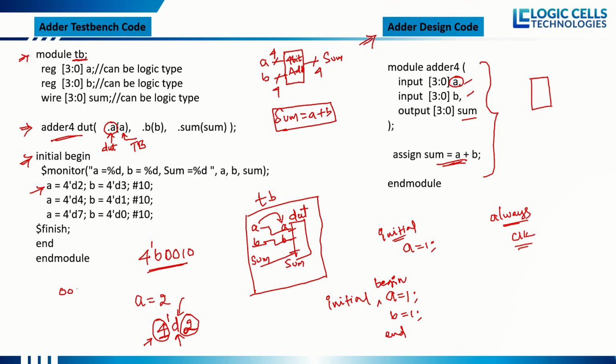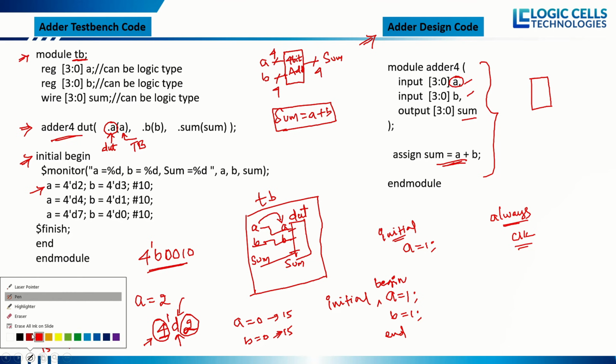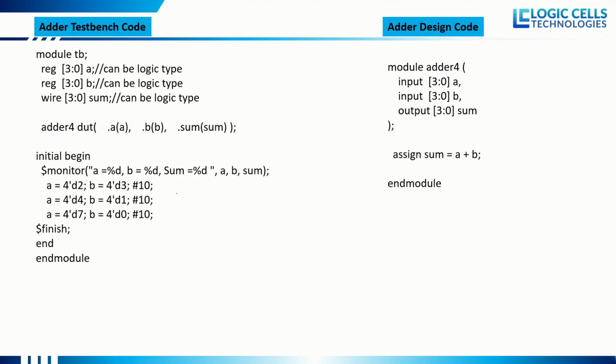Starting from 0, 0, 0, 0 if you want to provide 0, 0, 0, 1 if you want to provide 1. This is decimal 0, decimal 1, decimal 2 is 0, 0, 1, 0, and 3 is 0, 0, 1, 1. Like this you can provide till 15. 15 means 1, 1, 1, 1. So there are different possible values for A and B: A can go from 0 to 15 and B can go from 0 to 15. Right? All these are different possible values we can provide. Now, in our case, we are providing A is equal to 2, and we are providing B is equal to 3, and we are expecting sum should be 5. Then only my result is correct.